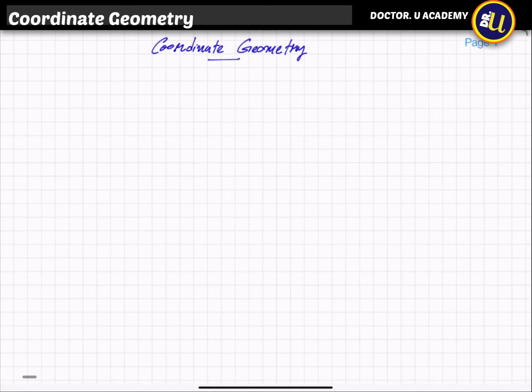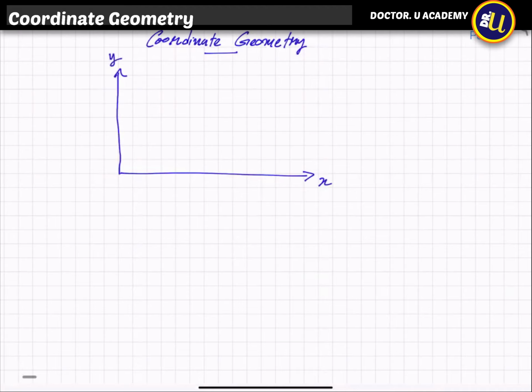Okay, so we are going to discuss coordinate geometry. First of all, for this, the Cartesian plane is involved. So x and y. Now, the Cartesian plane is a 2D plane, so two-dimensional, x and y. That means you have two variables, x and y. So x is called independent and y is called dependent.